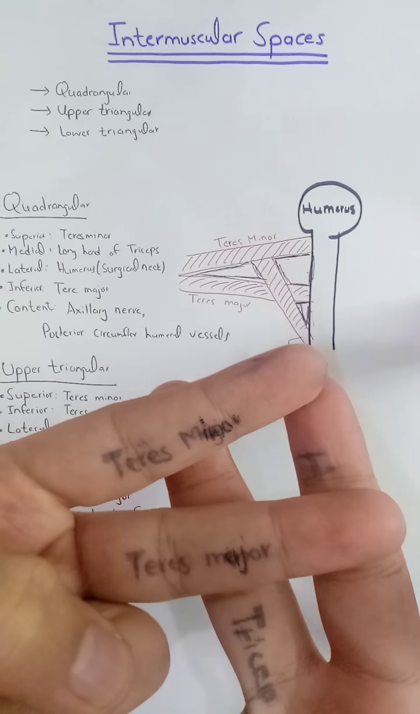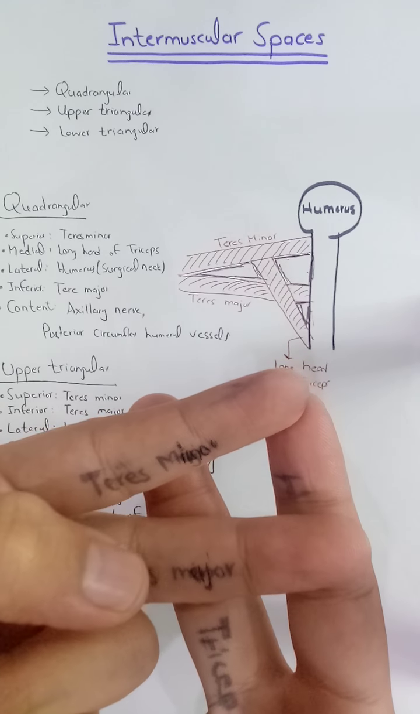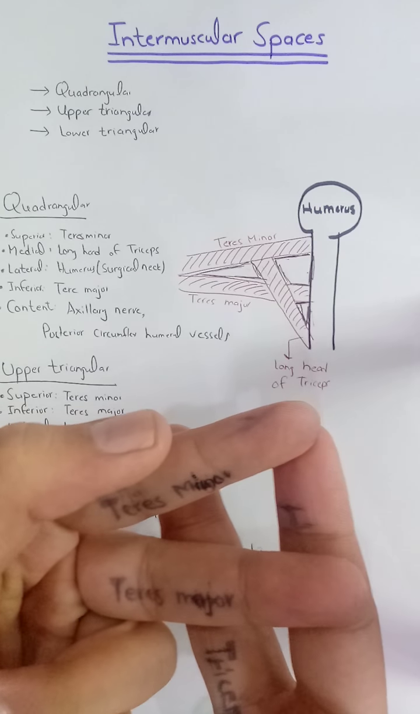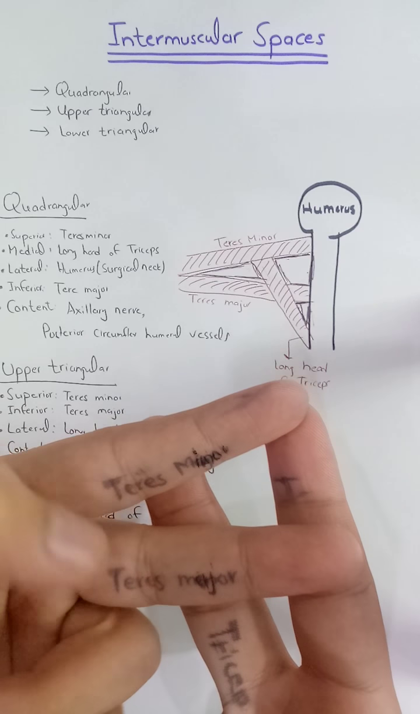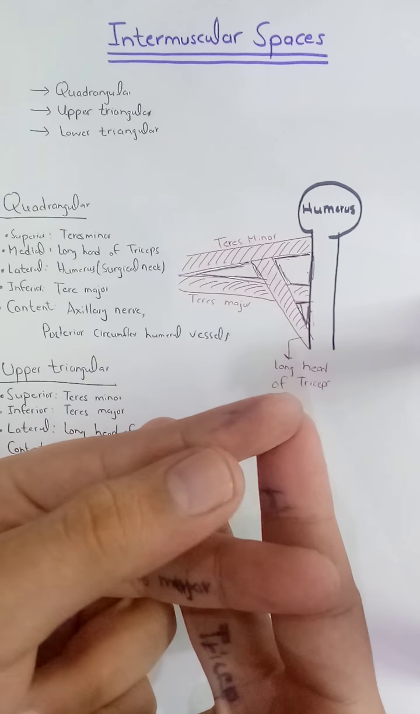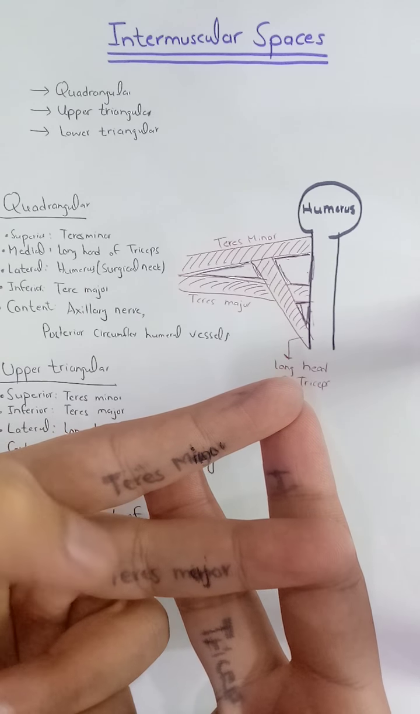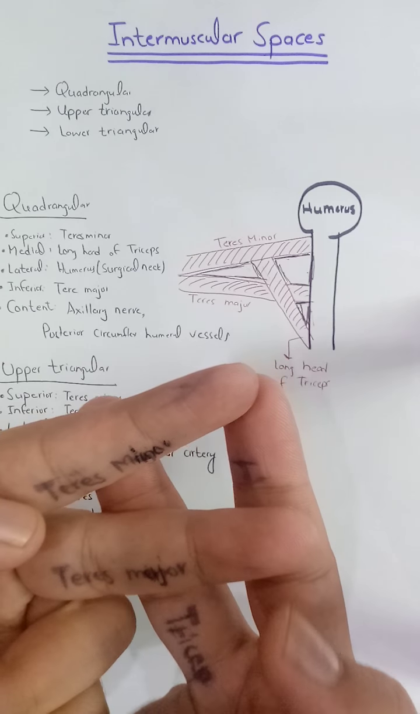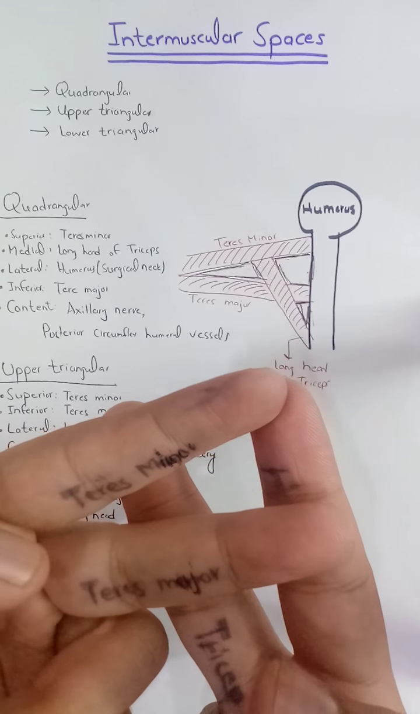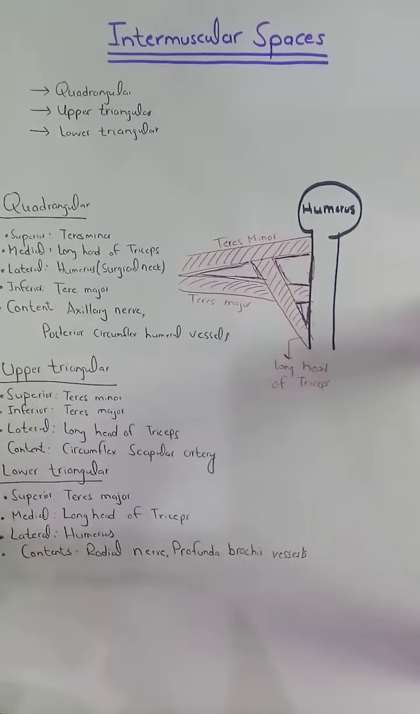So now you can easily explain the boundaries of all these spaces, like this will be the quadrangular, this will be the upper triangular and this will be the lower triangular. For quadrangular space, the superior boundary will be by the teres minor, the inferior will be by teres major, the medial will be by triceps and the lateral will be by the humerus. And similarly you can do for these two spaces. Thank you.